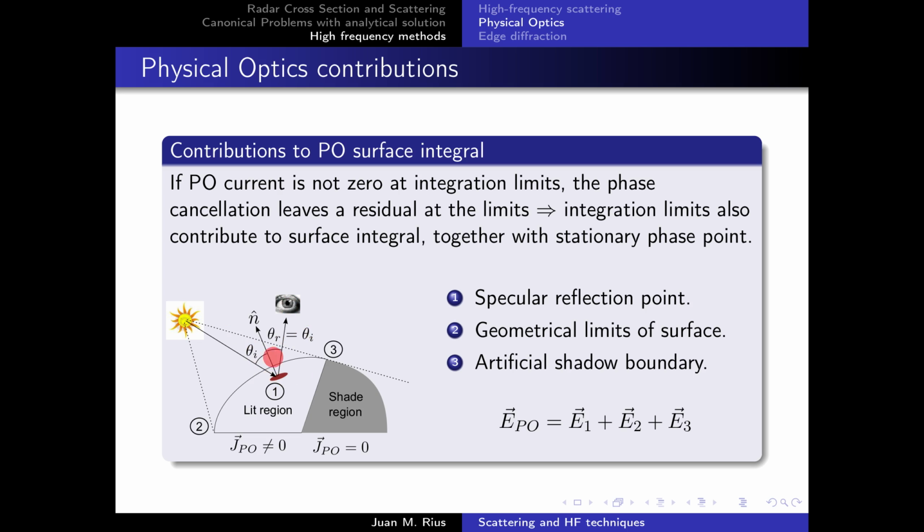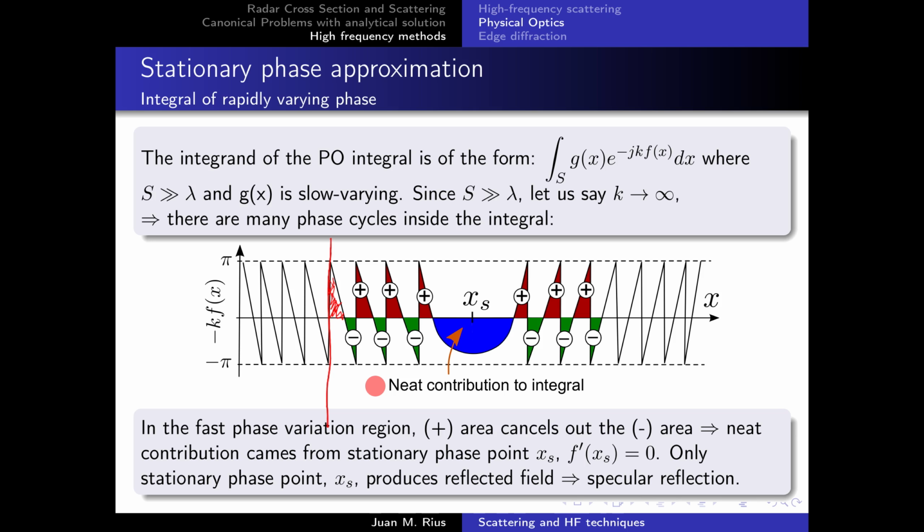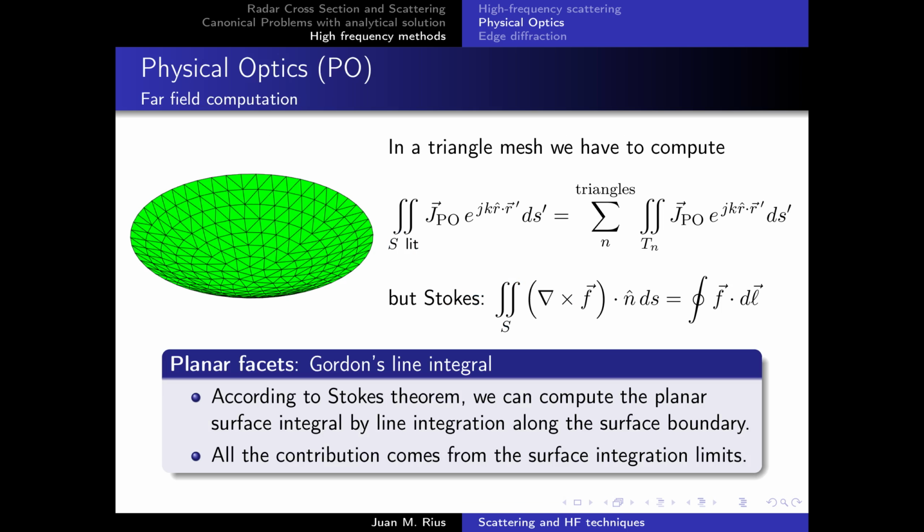But however, at 2 and 3, we have integration limits. We have the end of the region of integration. And here we can have net contributions where the phase has not been cancelled. Okay? This is in practice what happens with Gordon integral. Remember the Gordon formula here?